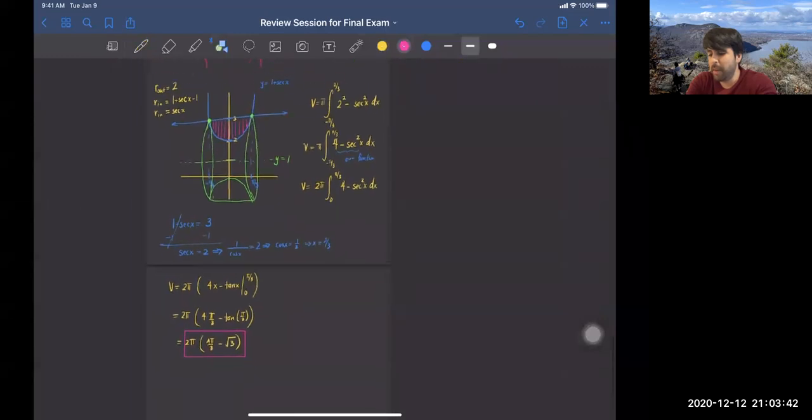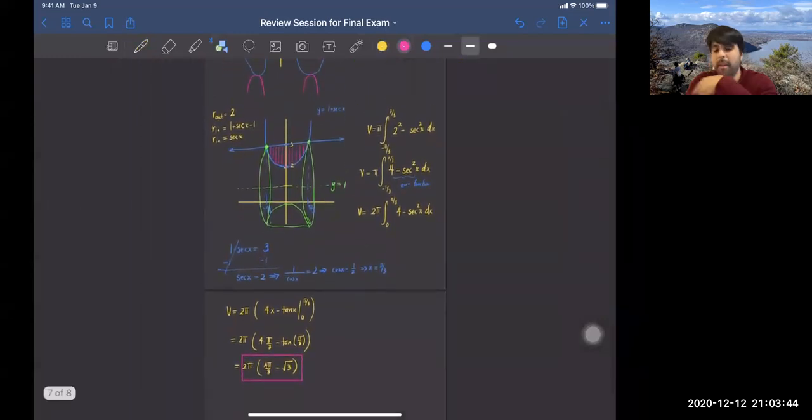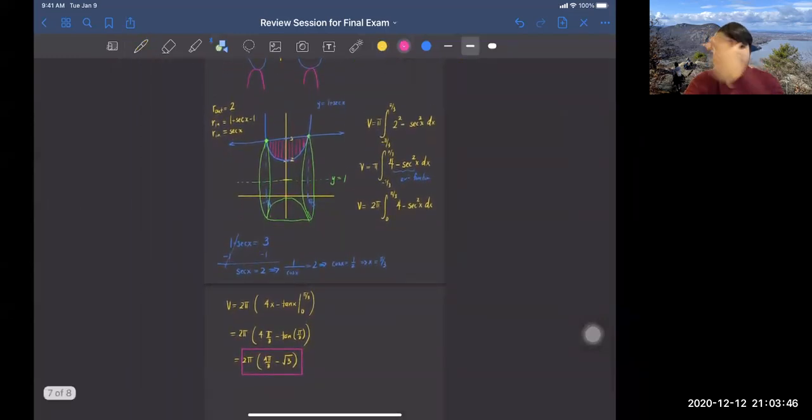Any questions about this? The setup? Remember, it's the setup: the outer radius, inner radius, the larger radius, the smaller radius. If you can see that and find that expression, then plugging it in and anti-differentiating it, no problem.